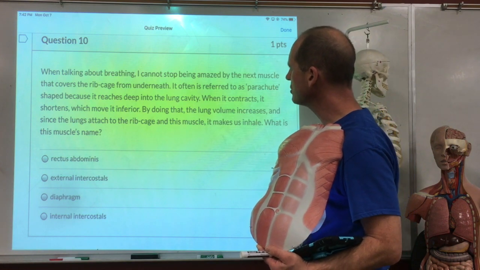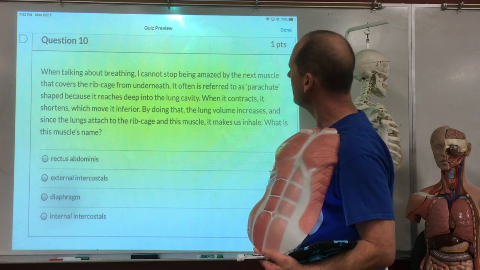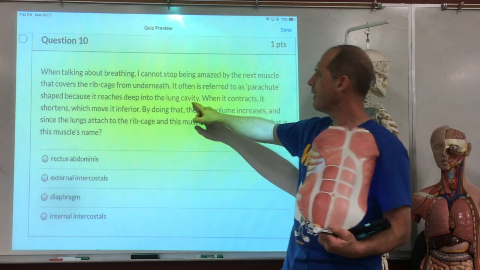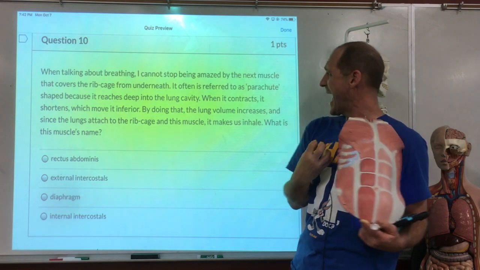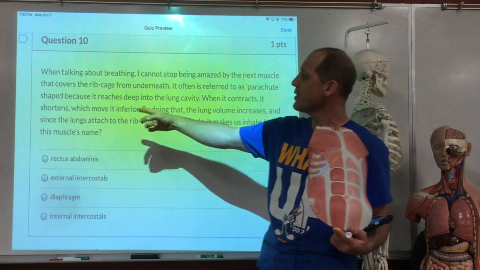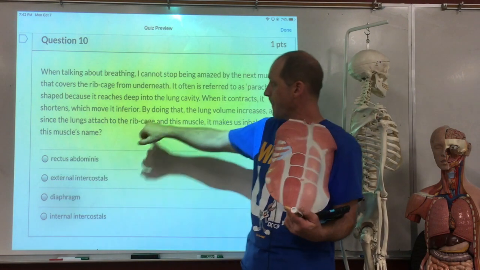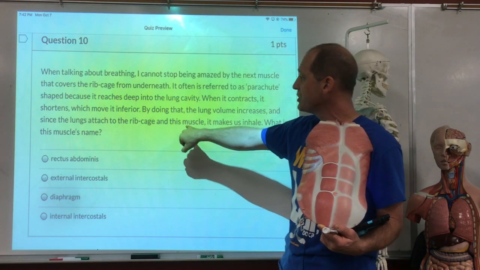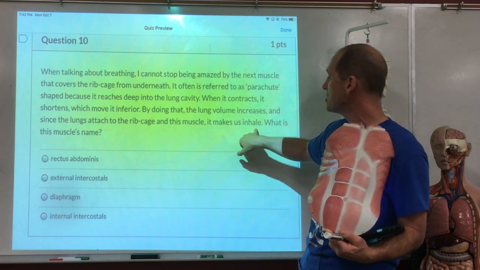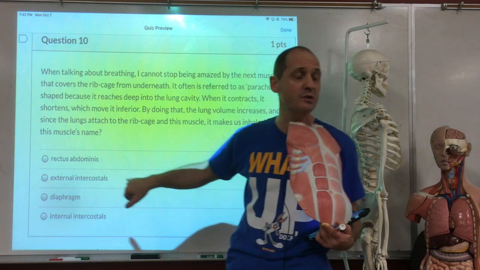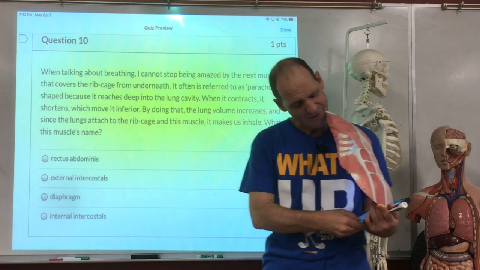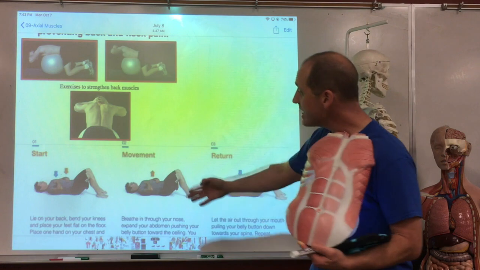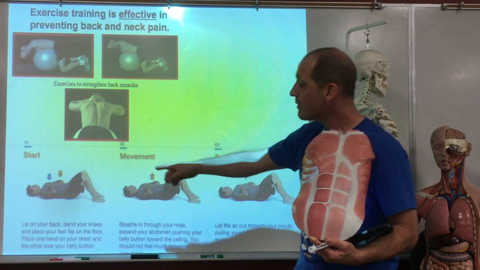Next muscle covers the rib cage from underneath. It's often referred to as the parachute-shaped muscle because it reaches from deep below into the lung cavity. When it contracts, it shortens, which moves it inferior. By doing that, the lung volume increases, and since the lungs are attached to the rib cage and this muscle, it makes us inhale. What is the muscle? It's the diaphragm, of course. That's called diaphragmatic breathing. And when we go back to this, that's why I put this up.